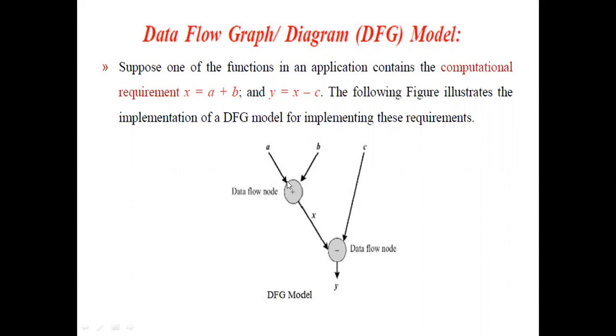An inward arrow to the process represents input data, and an outward arrow from the process represents the output data in a data flow graph. In this example, we take x equals a plus b and y equals x minus c. The following figure illustrates the data flow graph.